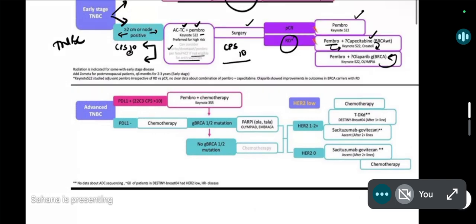And now there is a role for, if this TNBC is because of low HER2, that is 1 plus or 2 plus with negative FISH, then you can give trastuzumab deruxtecan, T-DXd.